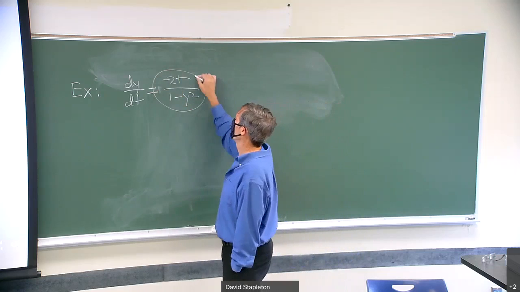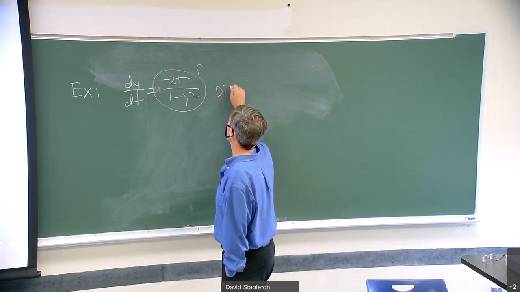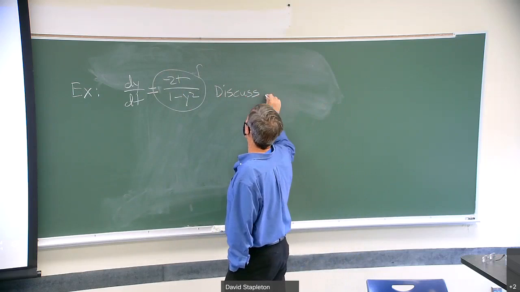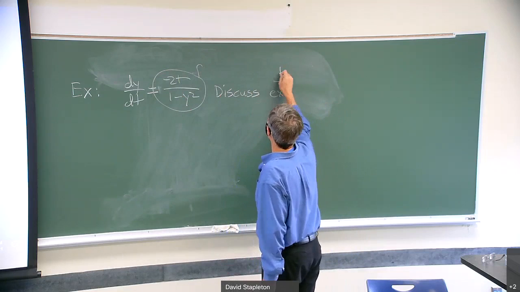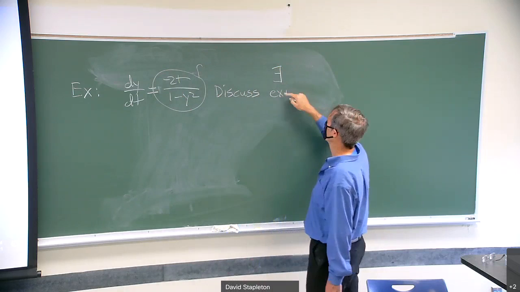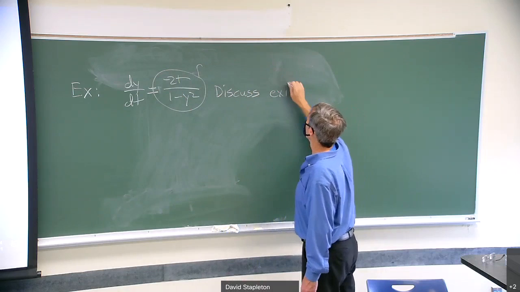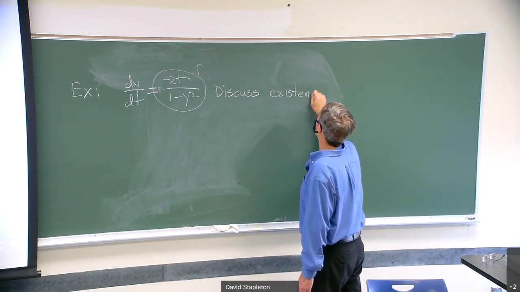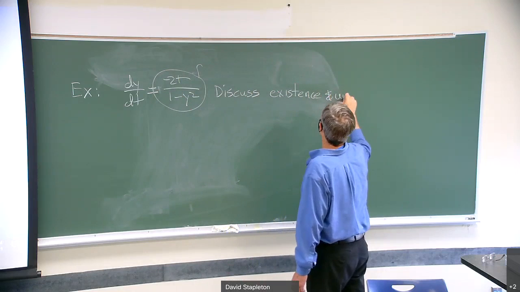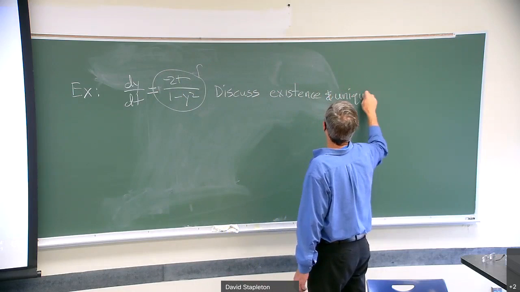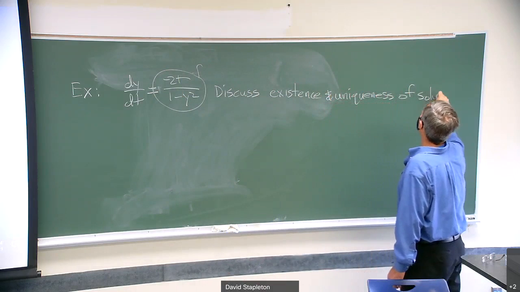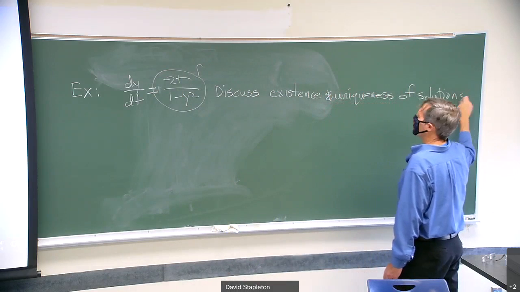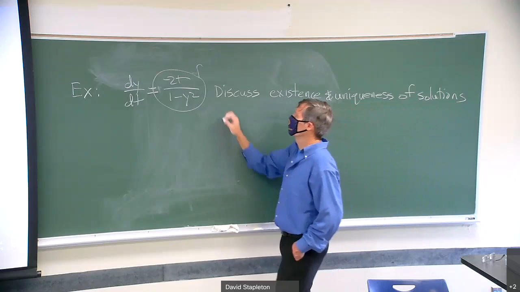This is your f of, so we'll say discuss existence and uniqueness. Ever seen this symbol? It means there exists. You put that on there: existence and uniqueness of solutions to this differential equation.